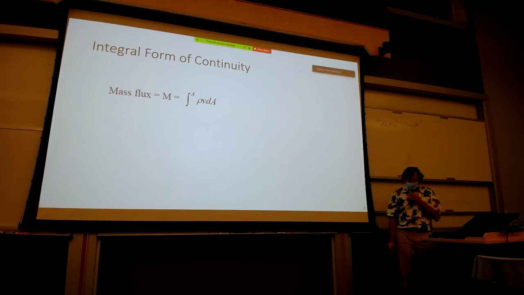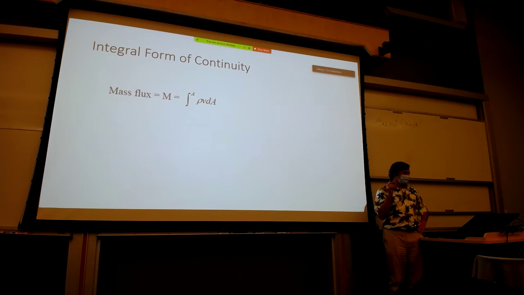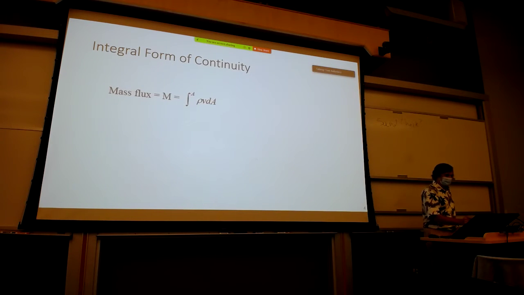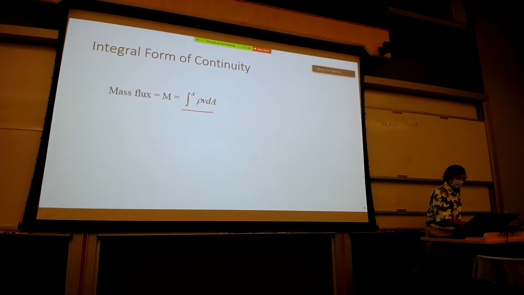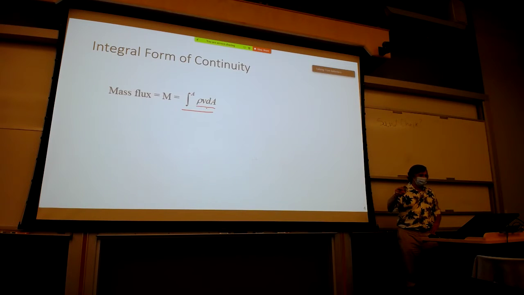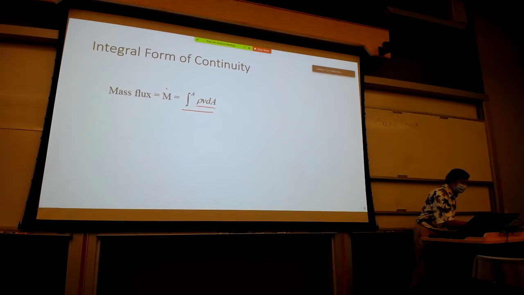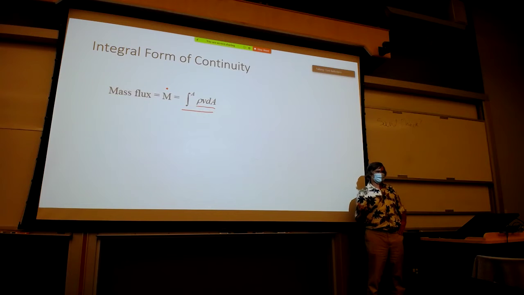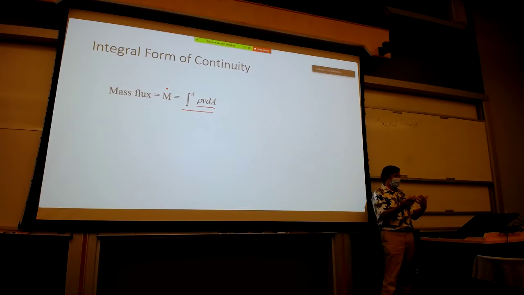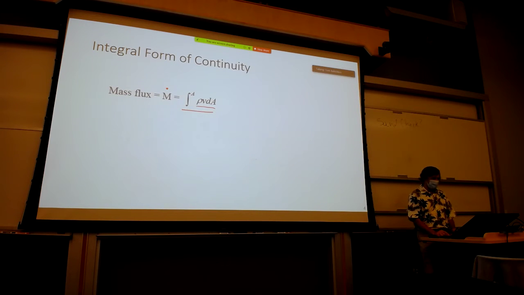The other form of the continuity equation is the integral form. And basically what it says is, if we look at some location, we can integrate over the area density times velocity vector. And that will give us a mass flux. That should have a dot over it. Okay. That's all the integral form says. So your handout derives or basically presents these two forms.